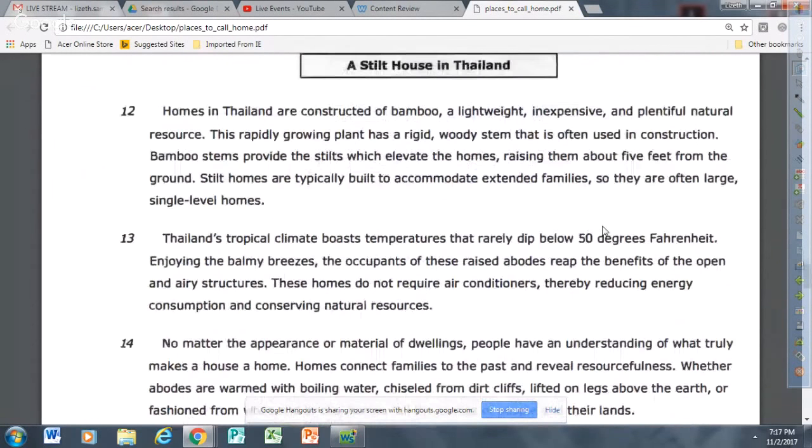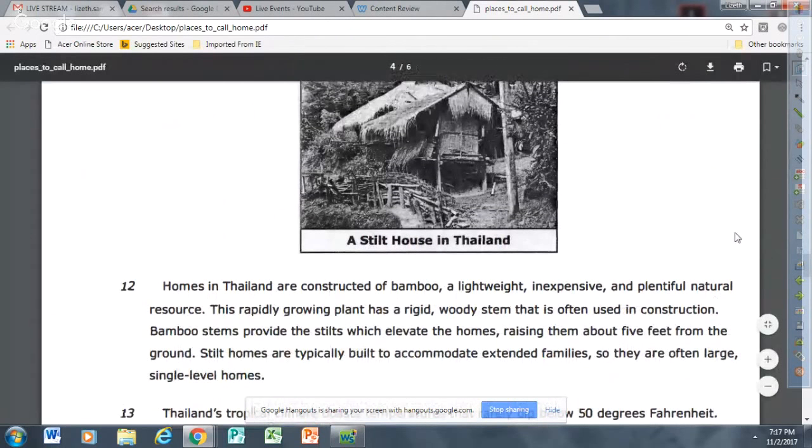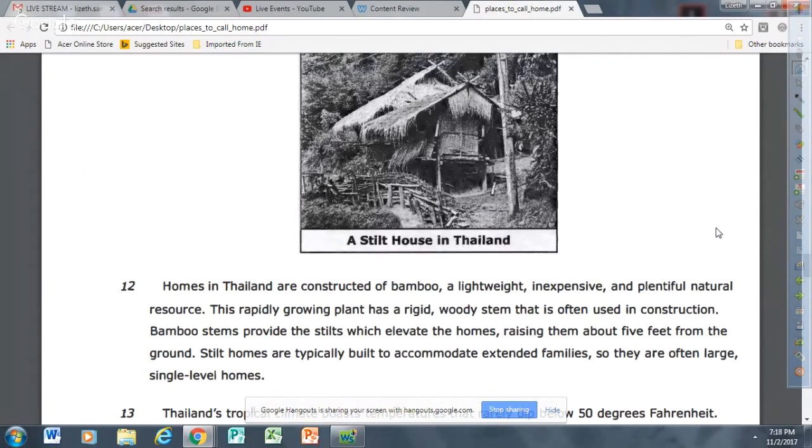Homes in Thailand are constructed of bamboo, a lightweight, inexpensive, and plentiful natural resource. This rapidly growing plant has a rigid woody stem that is often used in construction. Bamboo stems provide the stilts which elevate the homes, raising them about 5 feet from the ground. The stilts are about 5 feet, a little bit taller.